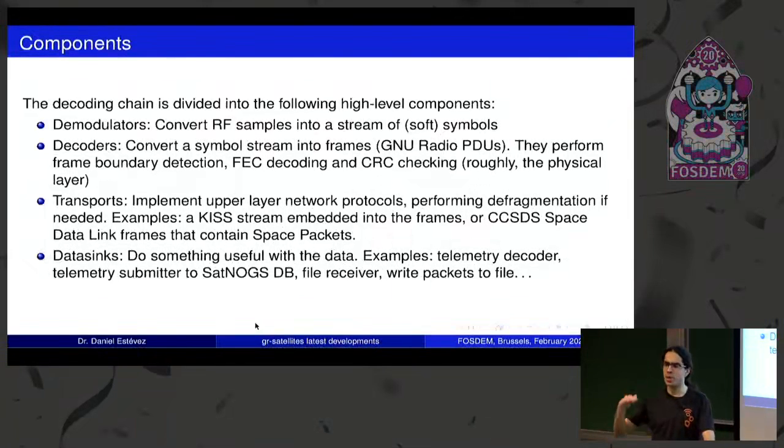When we get to the upper layers, if we think of this as a network stack, it's kind of messy because you have CCSDS standard protocols, but many small satellites do ad hoc protocols. So you don't really have a good separation between different network layers. So this kind of upper layer thing is handled by what I call transports. So whenever you want to convert from your physical frames into something else, maybe you want to perform defragmentation or things like that, or look at extra headers that would be implemented in a transport.